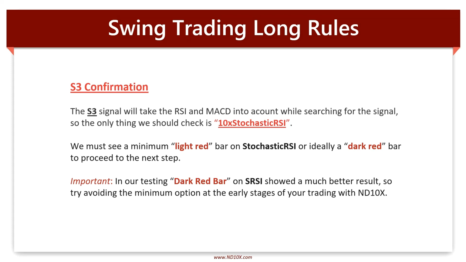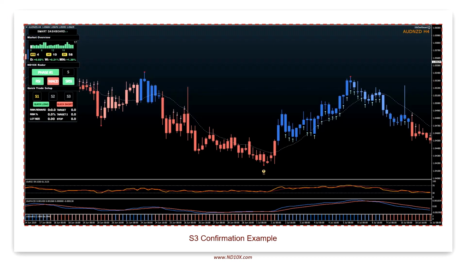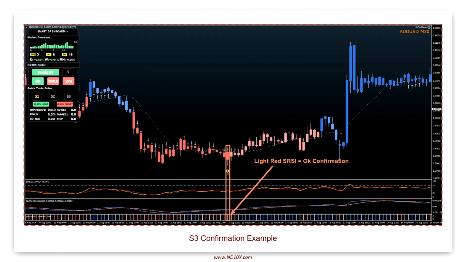Important, in our testing, dark red bar on stochastic RSI showed much better results, so try avoiding the minimum option at the early stages of your trading with ND10X. So over here, we got that S3 alert, and what we want to see would be a dark red bar. That would be a perfect condition, but keep in mind if you have just a light one, it's still fine. It would just be, let's say, 80% confirmed for me. Like you see here, we have that light bar, so still fine, but it's just okay confirmation.